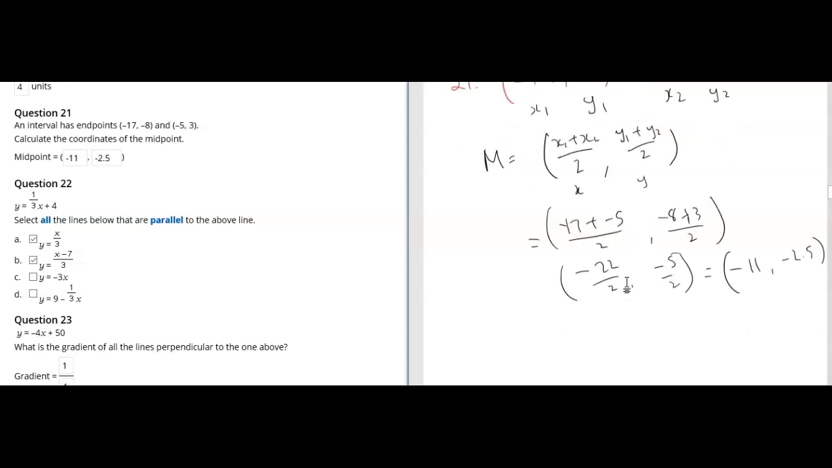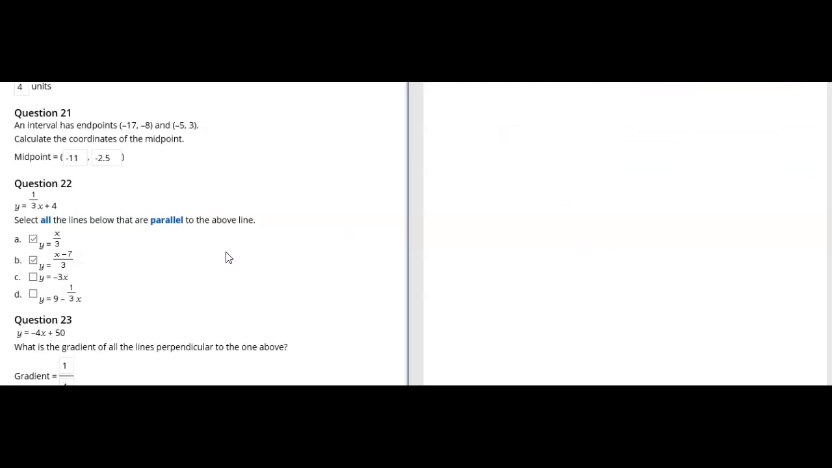All right, question 22. Let me just scroll up. We've got an equation y equals 1/3 x plus 4. Select all the lines below that are parallel to the above line. So any lines that are parallel will have the same gradient. So the gradient here is 1/3. So the first one is 1/3. So you can actually write x over 3 is the same as 1/3 x, because when we multiply, and that's a, oops, it's not a 3, it's an x. Effectively, what we're doing here is there's a multiplication, and when we multiply that, you're going to get x over 3.